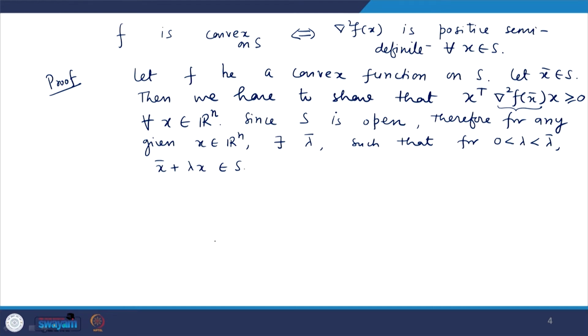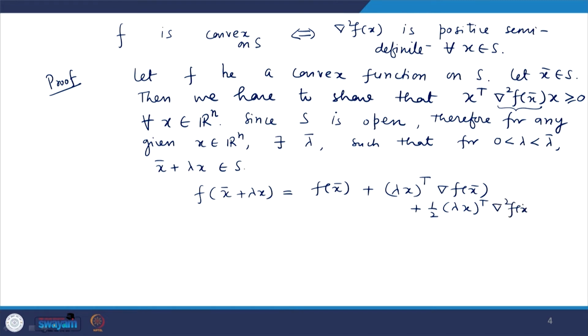Now, let us use the second order differentiability of f at x bar. Since f at x bar is second order differentiable, it is given to us. So, what we have is f of x bar plus lambda x equals f x bar plus lambda x transpose gradient of f x bar plus 1 by 2 lambda x transpose gradient square of f x bar into lambda x plus beta of x bar, lambda x times norm of lambda x whole square.